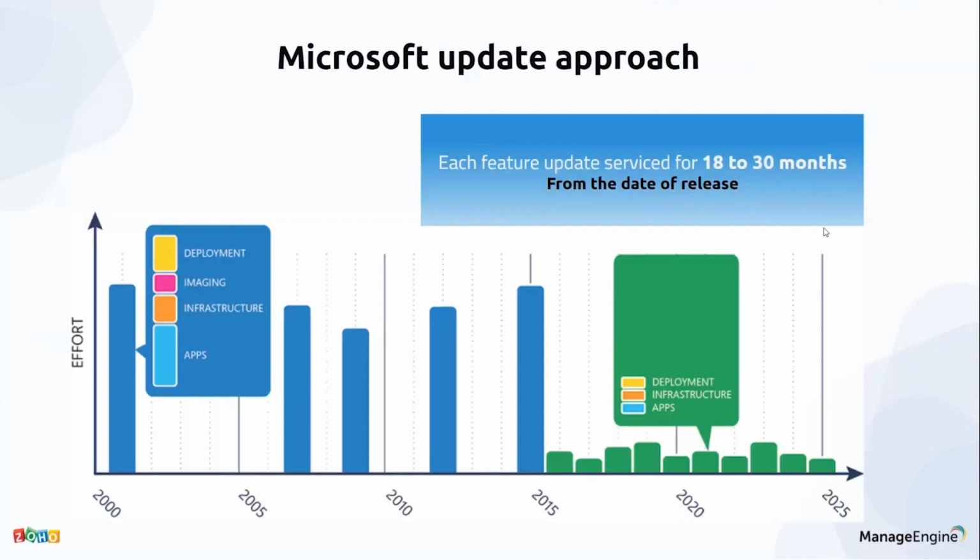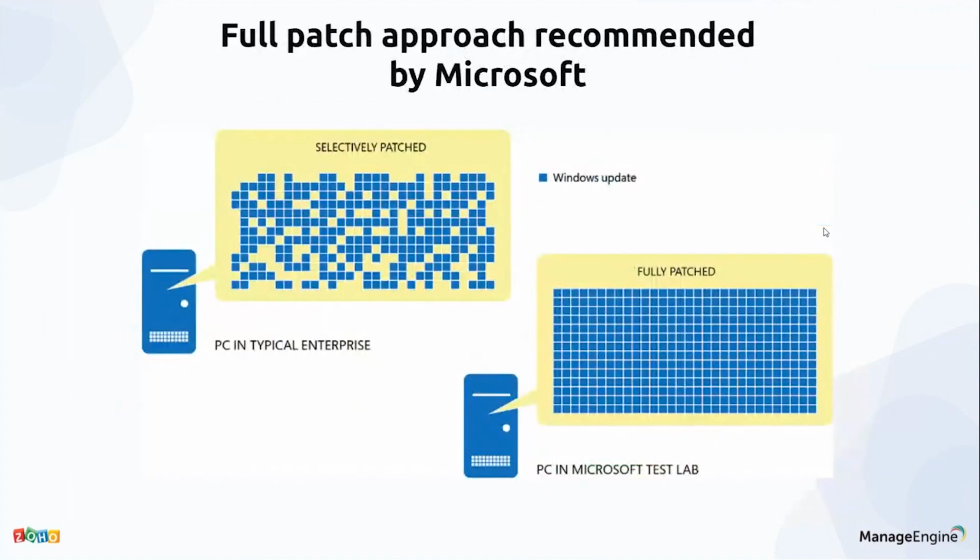Once a feature pack is released, service or support will be available for 18 to 30 months. So with Desktop Central Unified Endpoint Management, you will be able to automate all these feature pack deployments. We will be seeing more information about feature pack deployment as well as how to automate the process as we proceed further. And here is the full approach recommended by Microsoft for patch management.